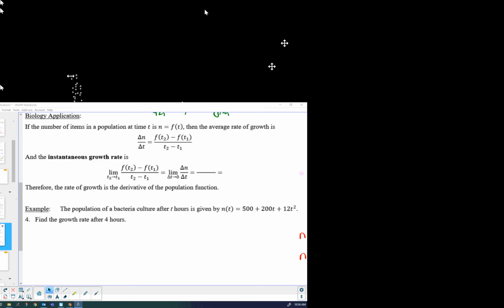Instantaneous rate of growth will be just the limit as T2 approaches T1, or as that time interval goes to 0, how does the change in population over change in time change? Or what does that look like? And again, that's a derivative of the population with respect to time. A little bit easier than that linear density idea. So a little more intuitive.